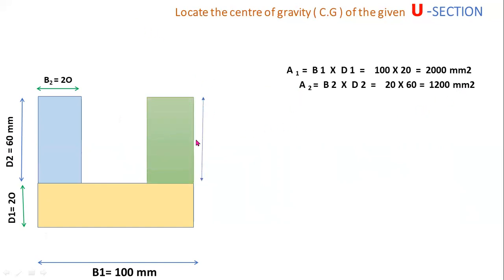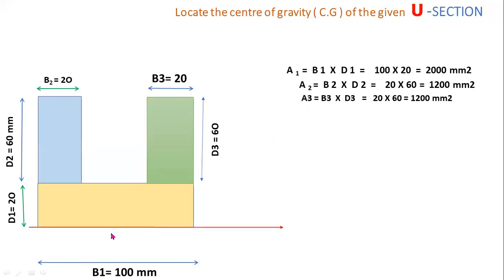And area 3, here D3, this one is B3. So A3 is the area of the third rectangle. B3 and D3, 20 by 60 equal to 1200 mm square. A1, A2, A3 are the individual areas. Now I am considering the reference x-axis and reference y-axis.